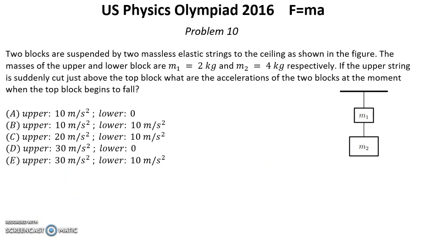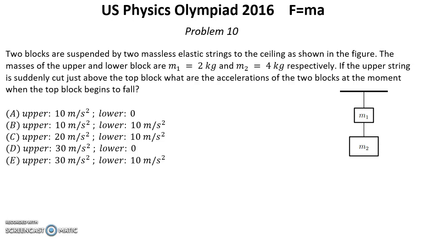Problem number 10. Two blocks are suspended by two massless elastic strings to the ceiling as shown in the figure. The masses of the upper and lower block are m1 equals 2 kg and m2 equals 4 kg respectively. If the upper string is suddenly cut just above the top block, what are the accelerations of the two blocks at the moment when the top block begins to fall? Solution for problem number 10.